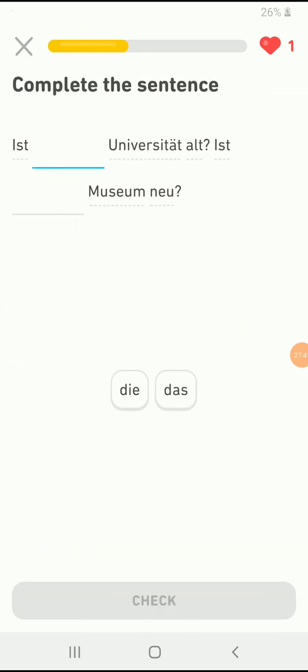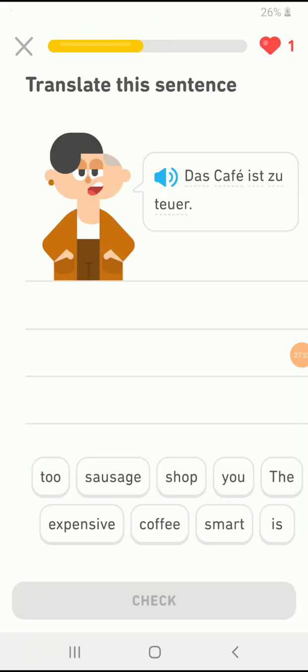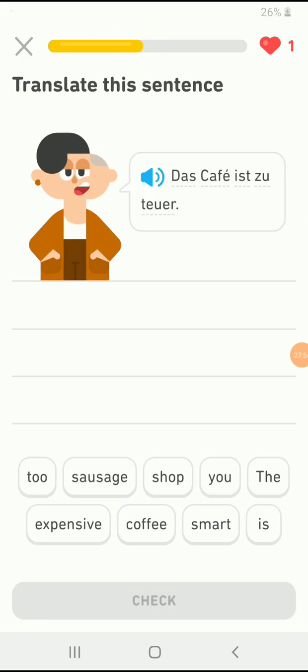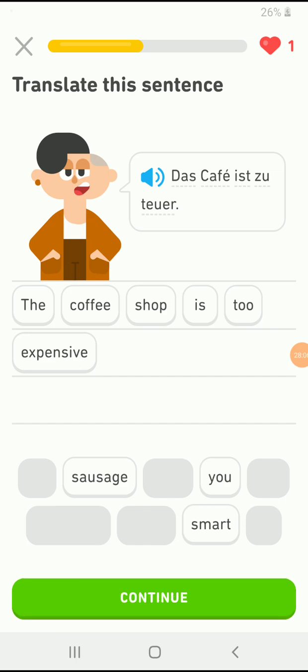Ist die Universität alt? Ist das Museum neu? Das Café ist zu teuer. So, the coffee shop is too expensive, yeah. Zu teuer.